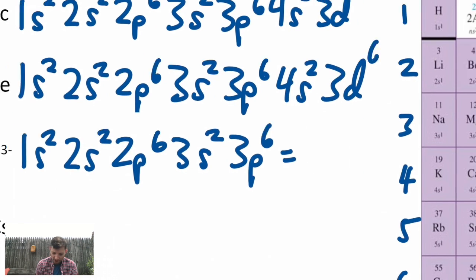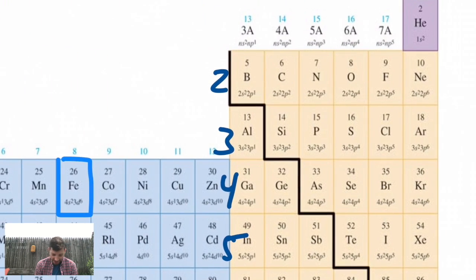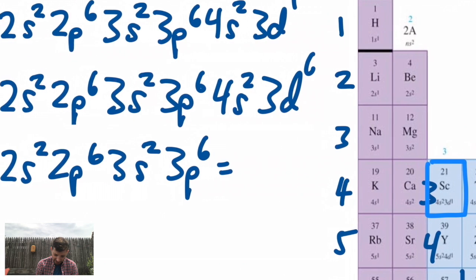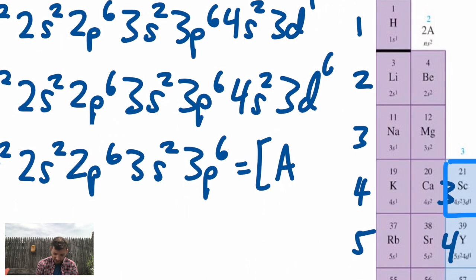It has the same electron configuration as argon, so we can abbreviate this with the symbol for argon inside a pair of square brackets. That doesn't mean it's the same as argon. It has a different nucleus, but it has the same electron arrangement as argon. We call that isoelectronic, same electron configuration.